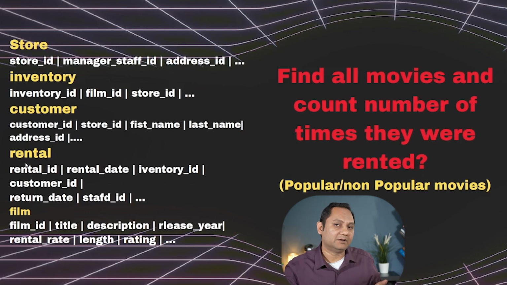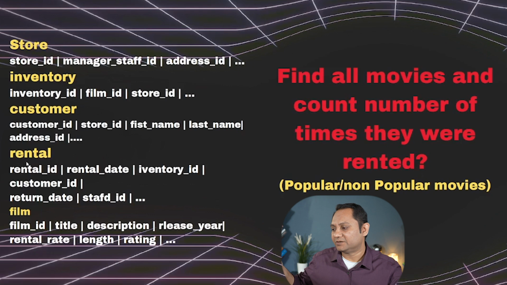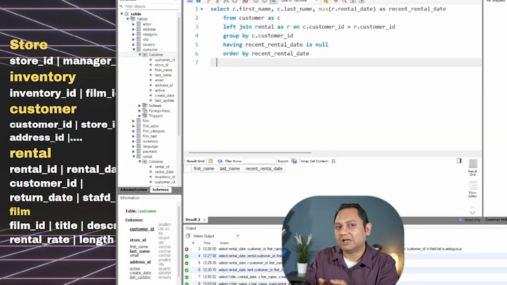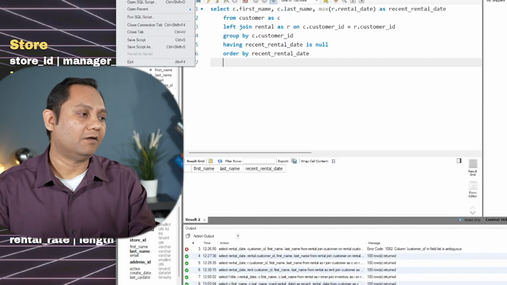So obviously which table will go on left? My film table has to go on the left, and because film ID is in inventory, my second table would be inventory, and then also because I need the number of times they are rented, which is available in the rental table, I'll have to join the rental. So I have to join the film, inventory, rental, where my film is on the left and inventory is on the left of the rental.